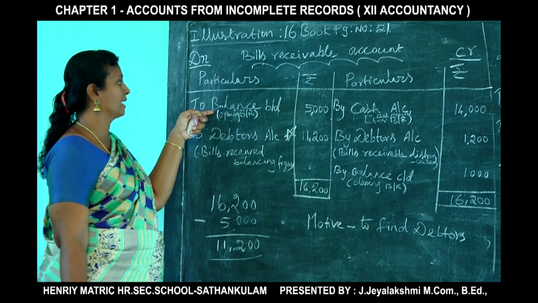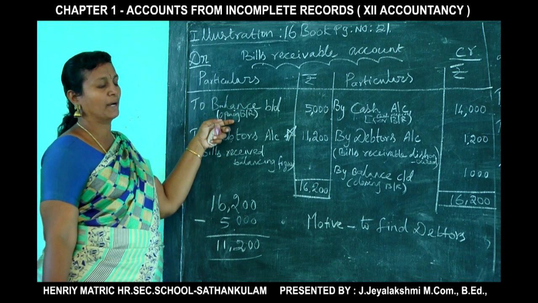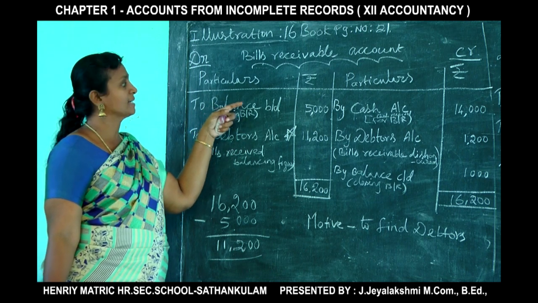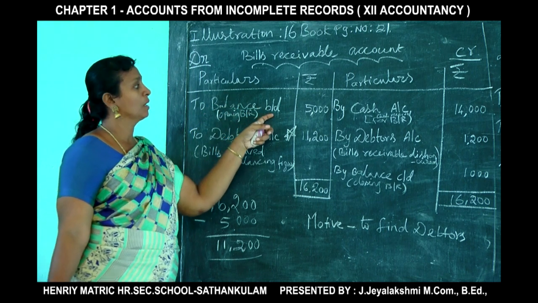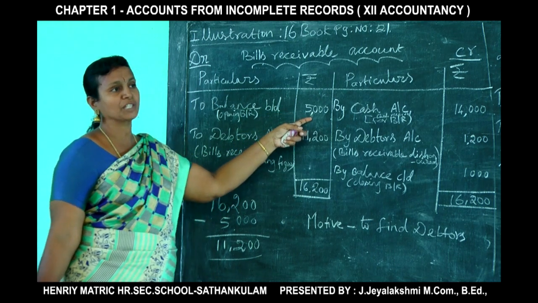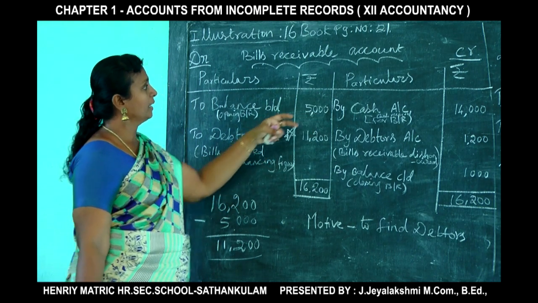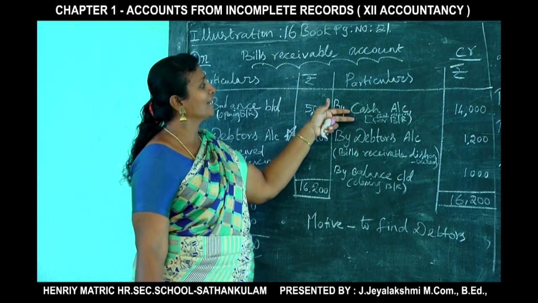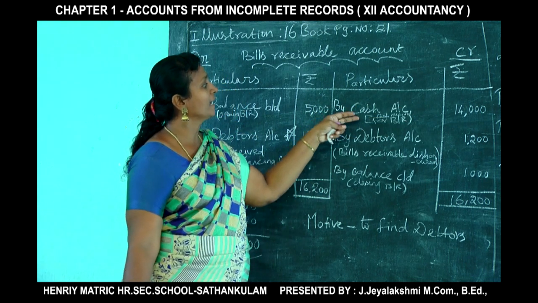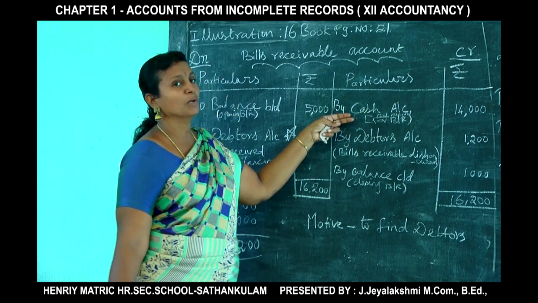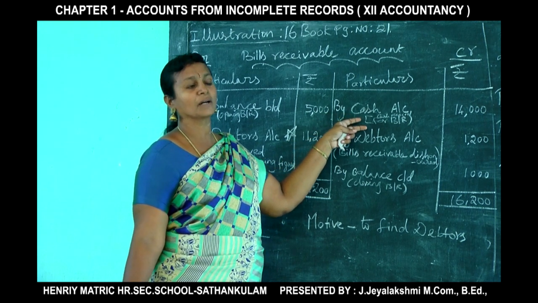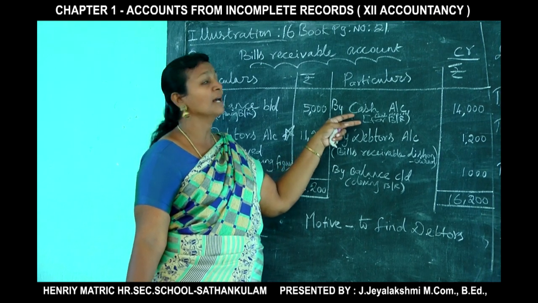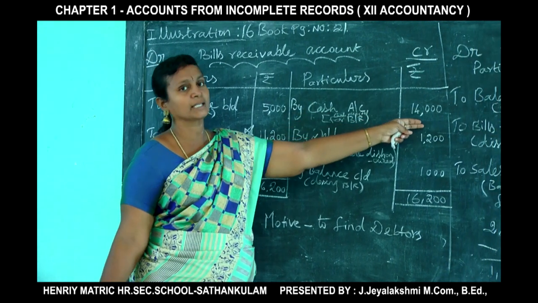First we have to take to balance brought down as the opening. The opening balance of bills receivable should be taken as balance brought down. How much amount do you have to take? 5,000. Then come to the credit side. Here we are taking by cash amount 14,000. This is the cash received for bills receivable. So that amount should be taken as 14,000.